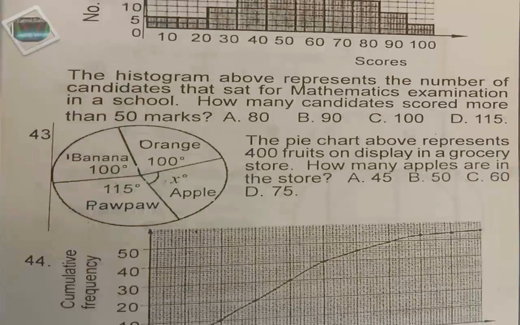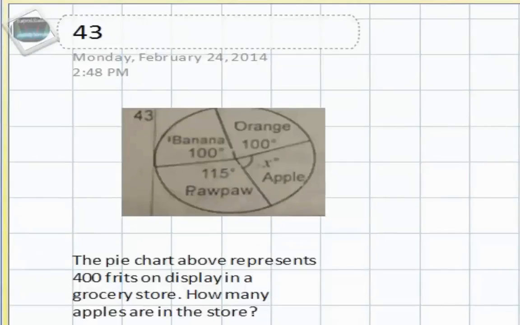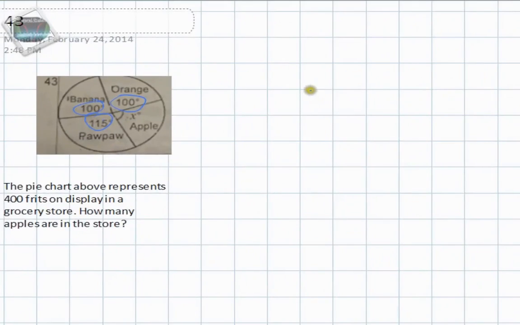Question 43 shows us a pie chart, and it says that this chart represents 400 fruits on display in a store, and it wants to know how many are apples. Okay, so first they're giving us the degrees of how much each of these takes up, okay? And remember that a circle has a total of 360 degrees. So if we add these up, we'll get 315 degrees that are being taken up right now.